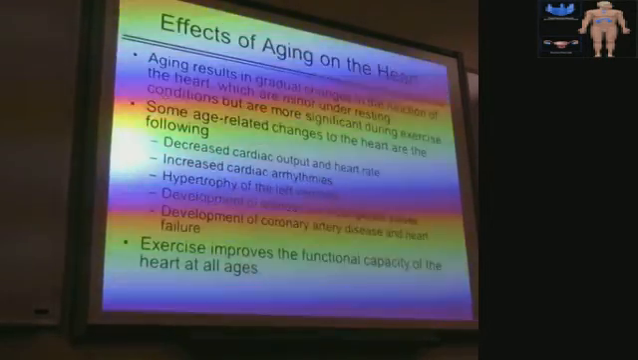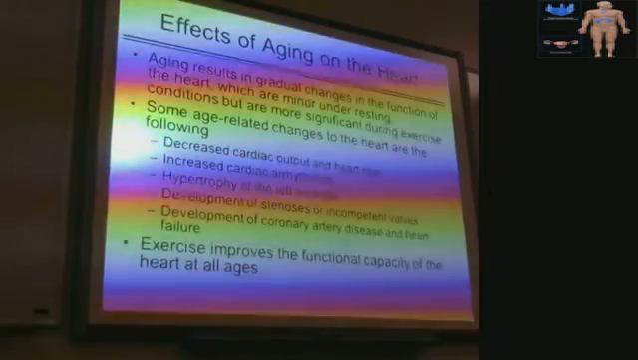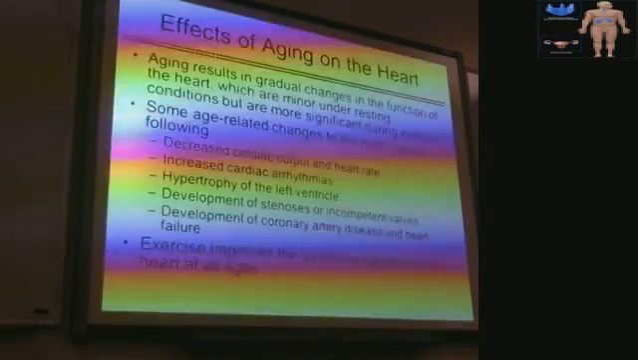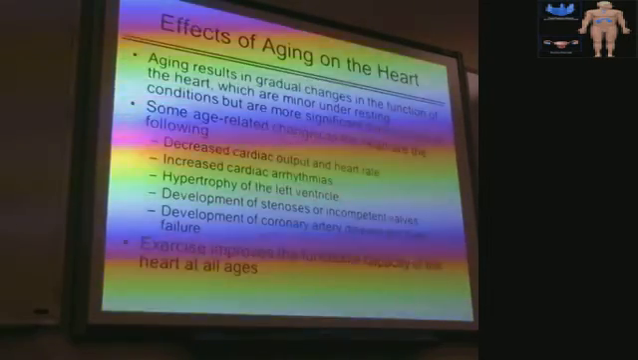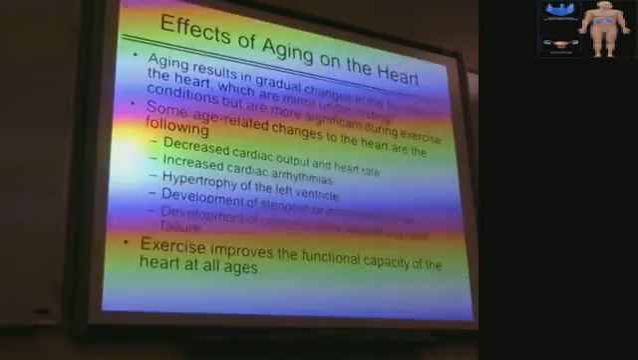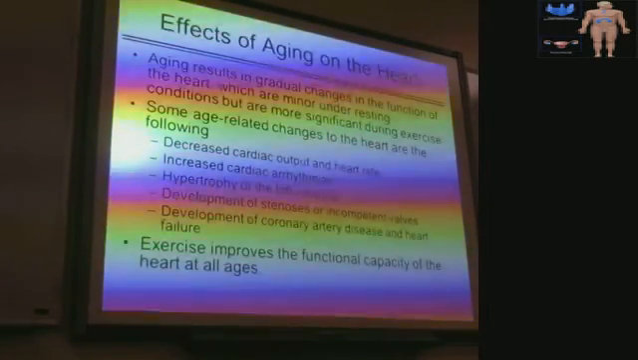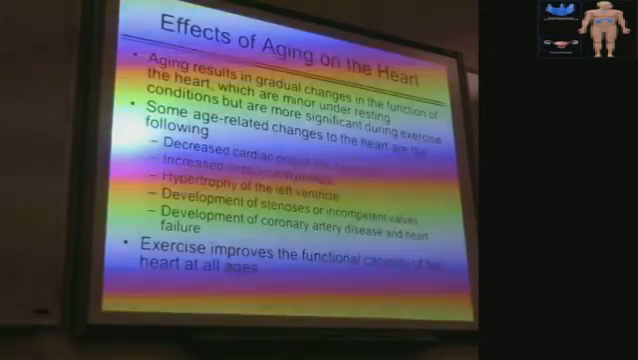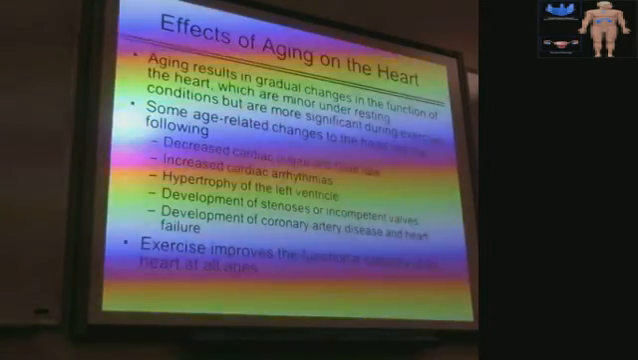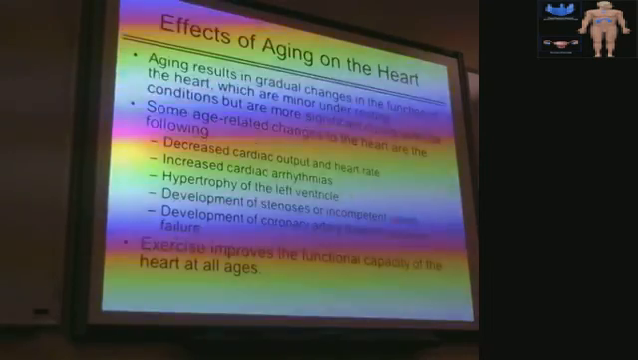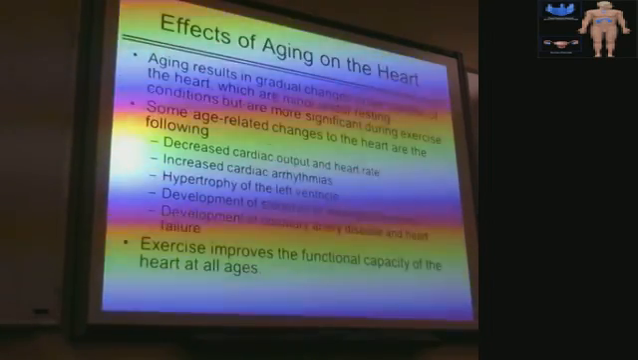Okay, effects of aging on the heart: it's going to get weaker, right? Some age-related changes to the heart include decreased cardiac output and heart rate, increased cardiac arrhythmias, which are changes in the heart rhythm, hypertrophy, or enlargement of the left ventricle, development of stenosis, or incomplete valves. The valves start to destroy themselves, and development of coronary artery disease and heart failure. Exercise can help improve all of these things over the life.